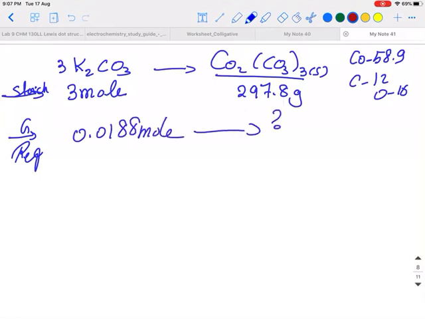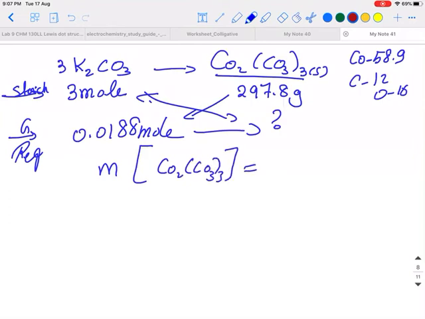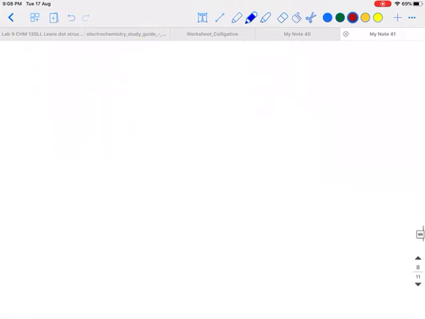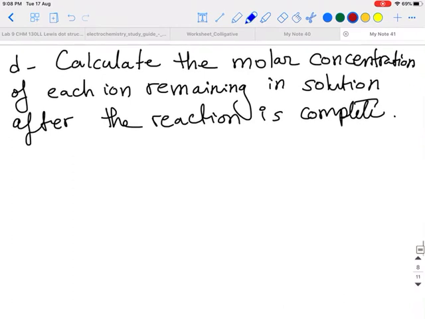every 0.0188 mole should correspond to what mass? Cross multiply, and the mass of the precipitate cobalt carbonate equals 1.87 gram. Like this we found the mass of the precipitate.